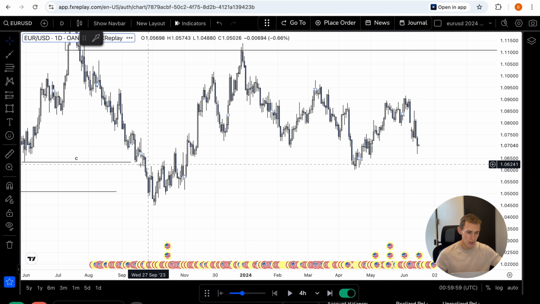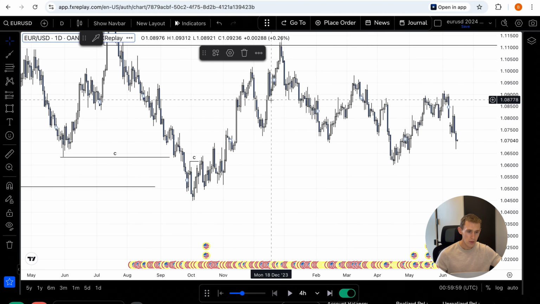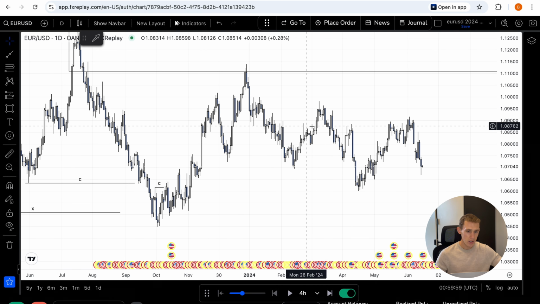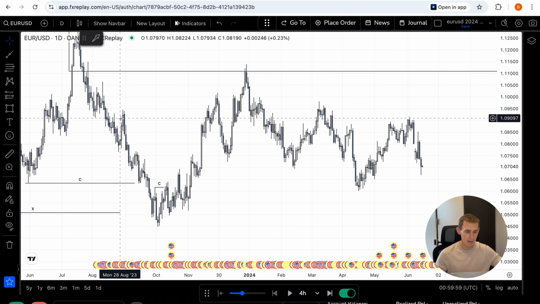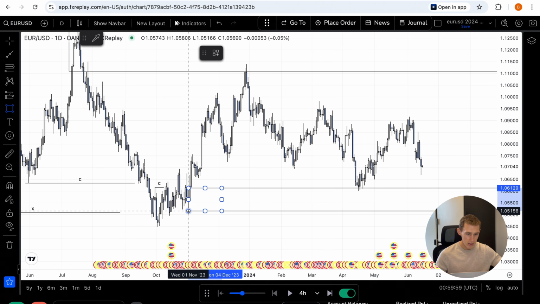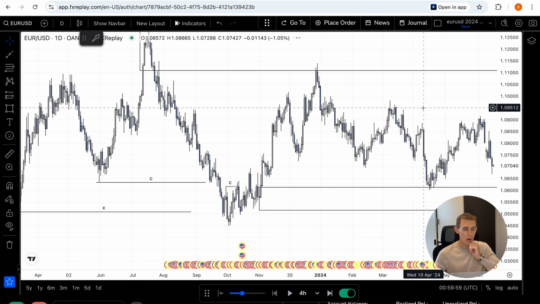You can see here we also had a daily change of character, if we mark that on. So you could say that this was a sweep, this was a daily change of character, and then this was just a retracement to take out some previous liquidity. You can see to the left, price did end up tapping into this daily imbalance and reacted to it. So a little bit more ambiguous.